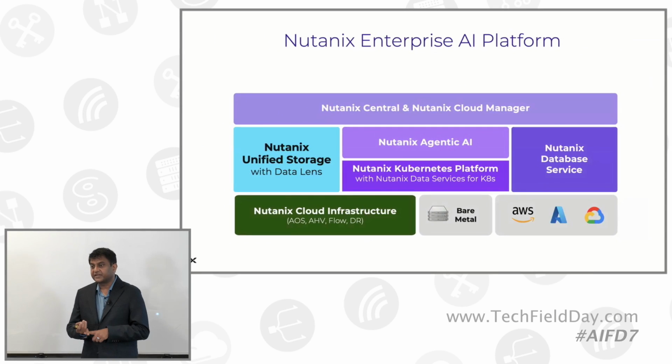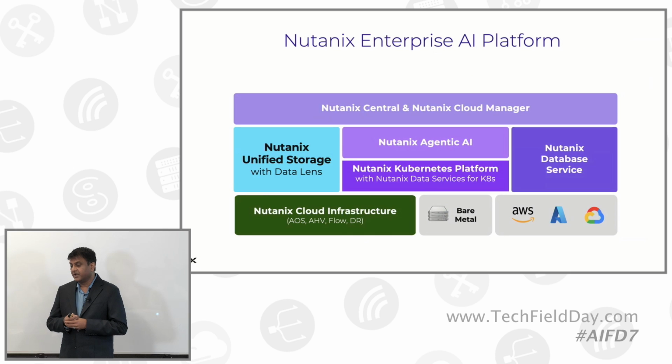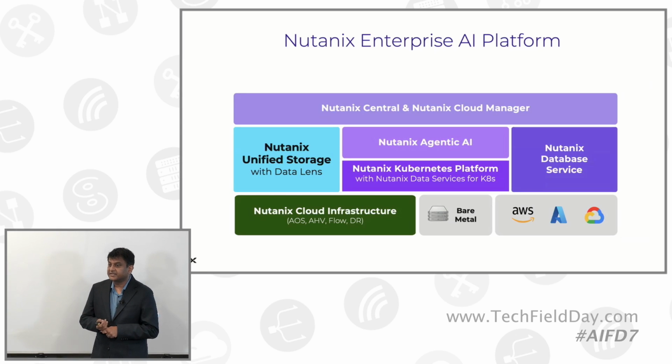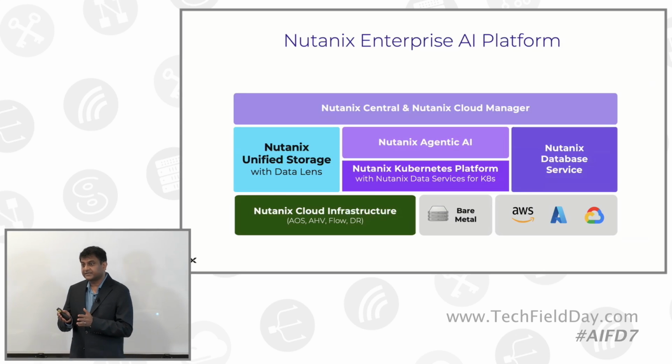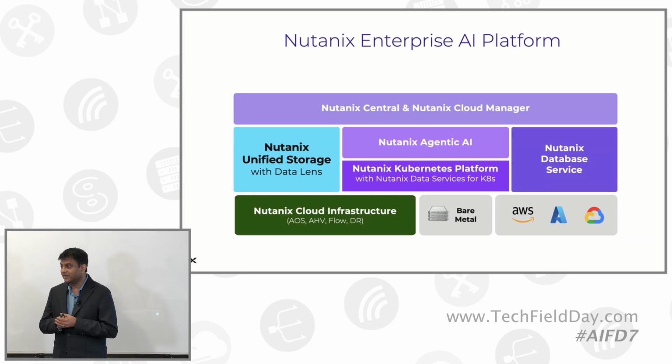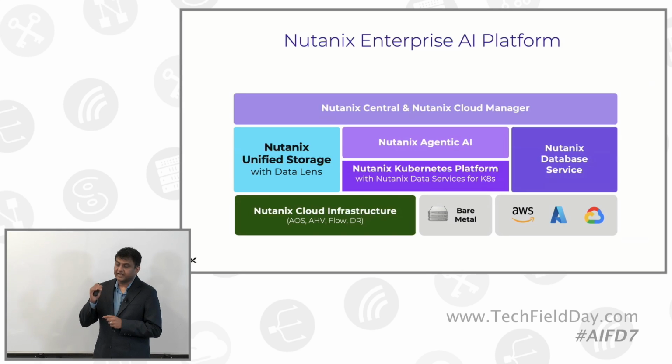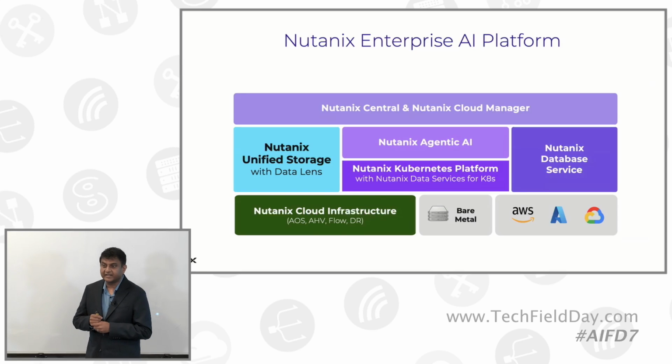Our Nutanix Cloud Infrastructure provides a very comprehensive virtualization layer with our AHV hypervisor. It has Flow networking, which provides microsegmentation and virtual networking. We support bare metal and hyperscalers where NCI can run. The unified storage is Nutanix Unified Storage with Data Lens, which is the main focus for today's talk, and we'll deep dive into that one. We have an AI offering, the agentic AI framework offering, which was the focus for the last presentation we did at Tech Field Day.